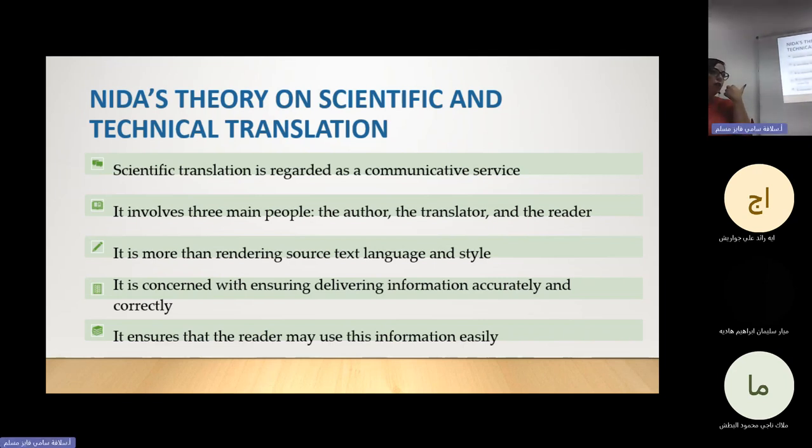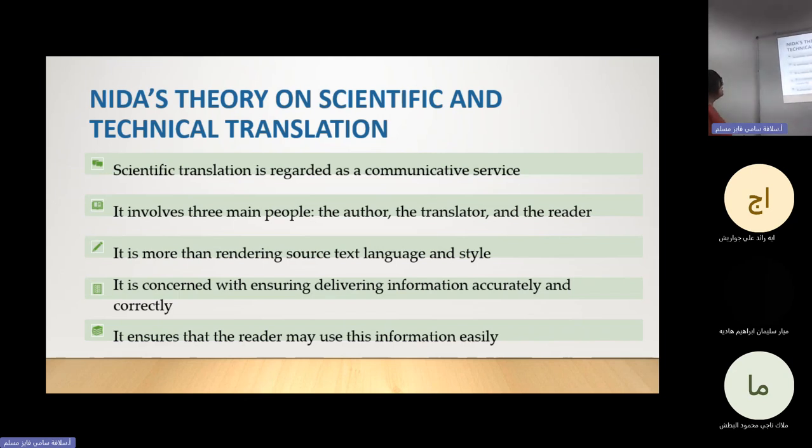First, or before, the translator was not even there. No one talked about who translated the text. Only that the text was good, the text was bad. Okay? No one thought about the translator. But Nida was one of the founding fathers of who is the translator.